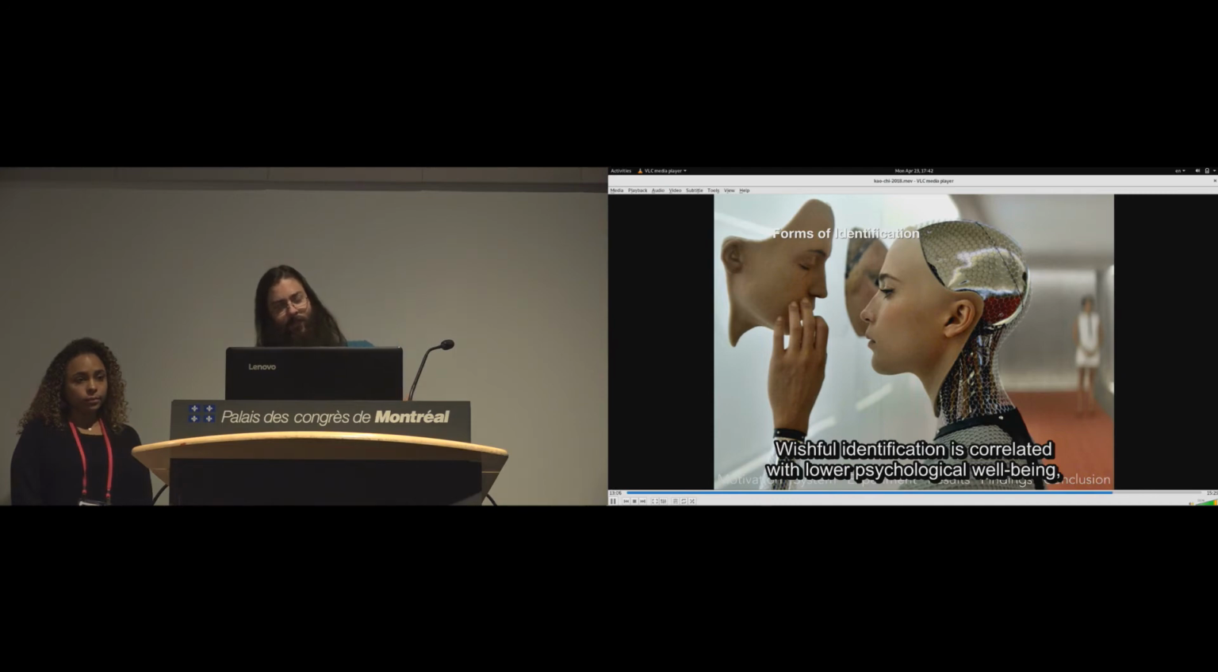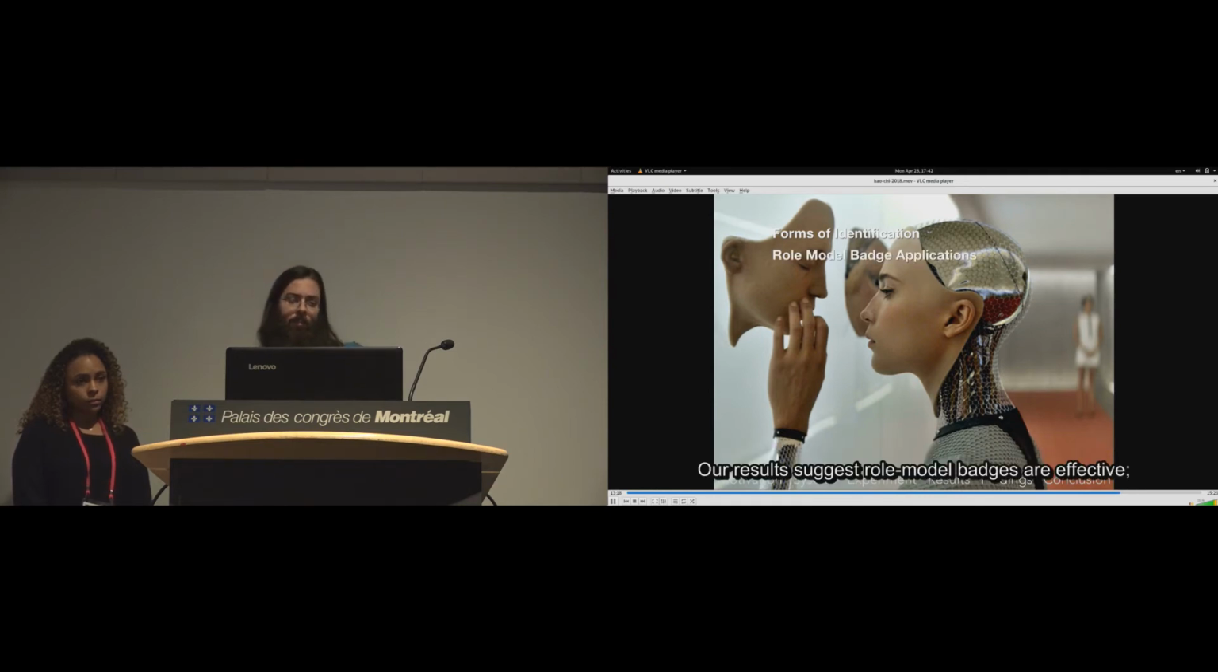Wishful identification is correlated with lower psychological well-being. However, wishful identification may be beneficial for self-esteem. And so more work is needed here on the differential impacts of different types of identification. Our results suggest role model badges are effective.